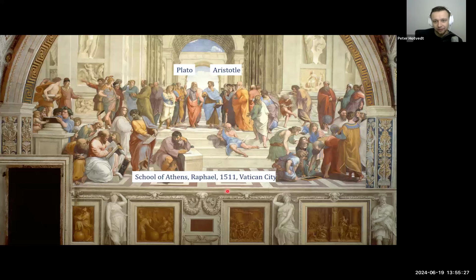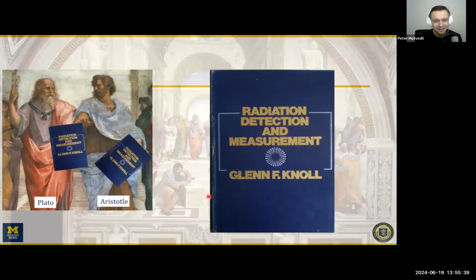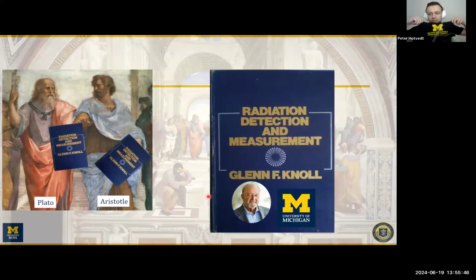And you have here two dudes, Plato and Aristotle. And look, they're carrying books, right? What books do you think they might be carrying here? Perhaps they are carrying Radiation Detection and Measurement by Glenn Knoll. Glenn Knoll, soft spot, Michigan, got to represent it, wrote the book on radiation detection and measurement.